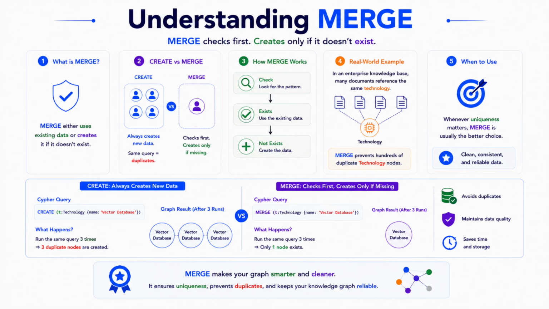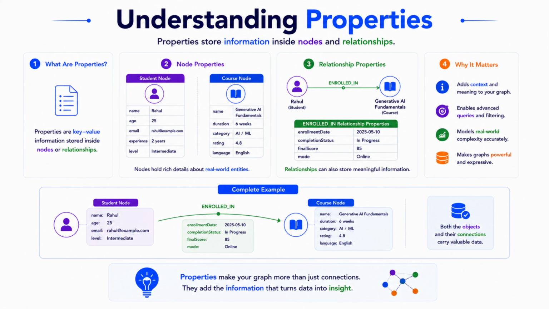You certainly do not want hundreds of duplicate technology nodes. Merge helps maintain clean and consistent data. Whenever uniqueness matters, merge is usually the better choice. Now let us understand what properties are.